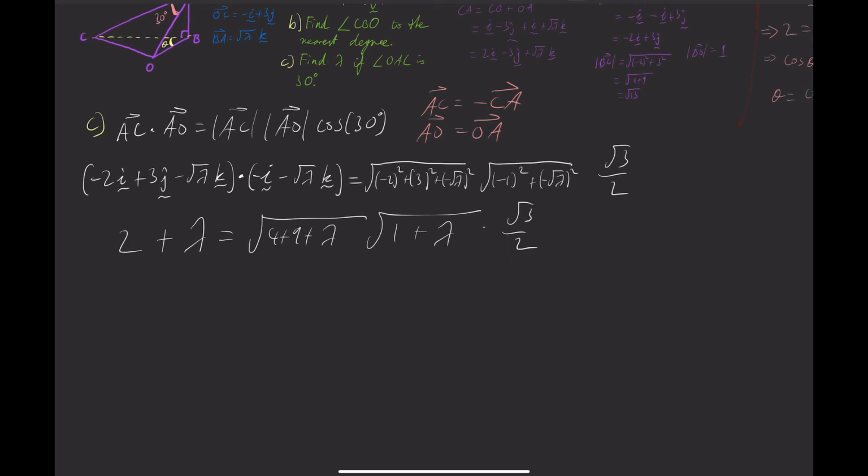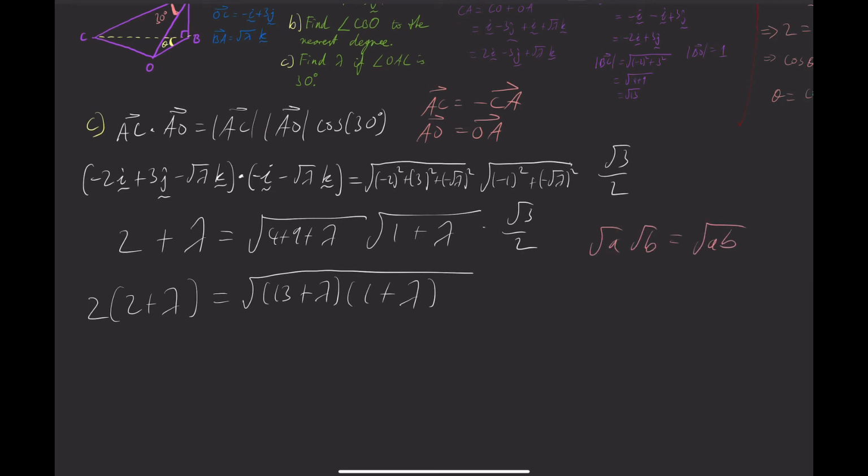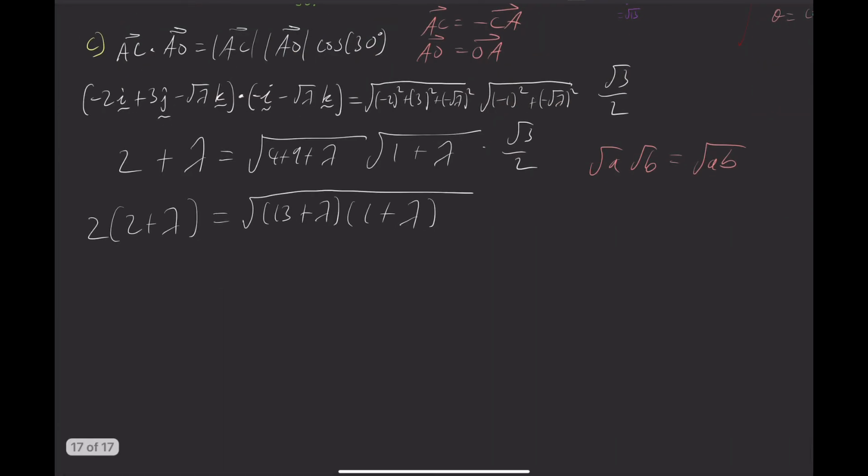So we're going to have 2 plus lambda equals the square root of 13 plus lambda times 1 plus lambda. So here I took advantage of the fact that root A times root B equals root AB. Now I'm going to square both sides. Oh, no, what have I forgotten? That's all times root 3. So I'm going to square both sides.